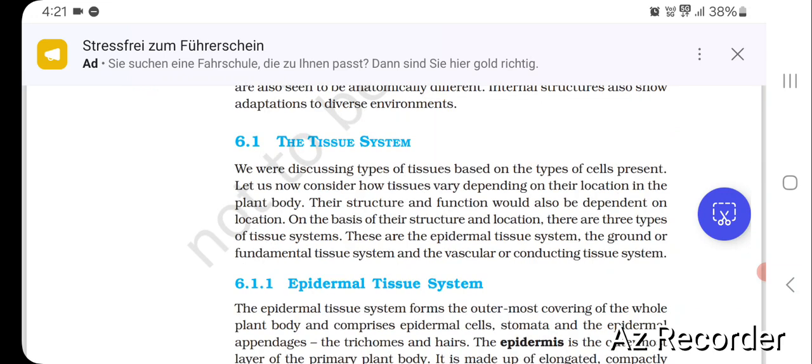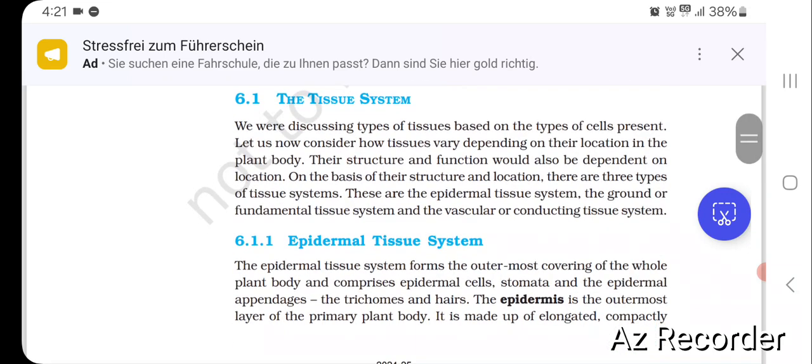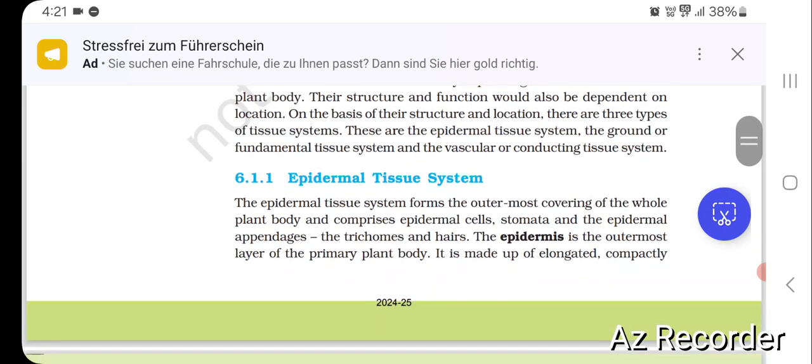The tissue system. We were discussing types of tissues based on the types of cells present. Let us now consider how tissues vary depending on their location in the plant body. Their structure and function would also be dependent on location. On the basis of their structure and location, there are three types of tissue systems. These are the epidermal tissue system, the ground or fundamental tissue system, and the vascular or conducting tissue system.